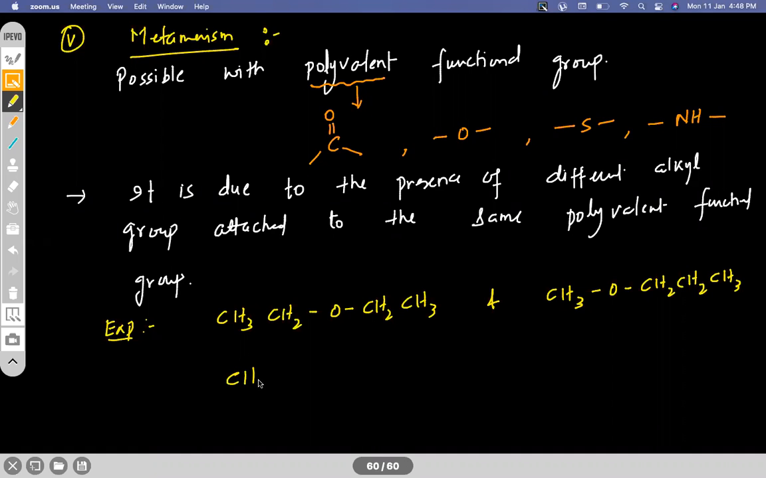Okay. Similarly, if you write down CH3CH2COCH2CH3 and CH3COCH2CH2CH3, these two are also metamers of each other. Okay. Remember, it is not positional isomers. It is always metamers when it is a polyvalent functional group. So preferably we'll write metamers. If metamerism is not mentioned, then we can think of positional. So first metamerism and then positional.